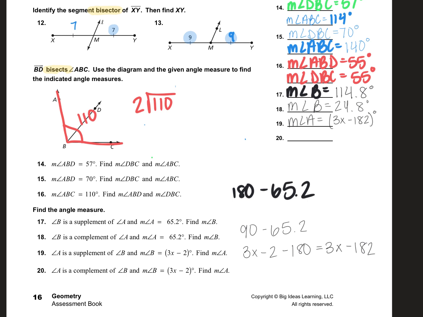And doing the same thing for number 20. Find the measure, if angle A is a complement of angle B, and the measure of angle B is 3x minus 2, find the measure of angle A. So 3x minus 2 minus 90. 3x minus 92 is my answer.